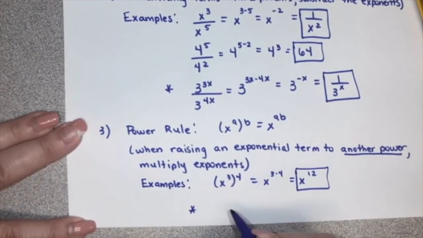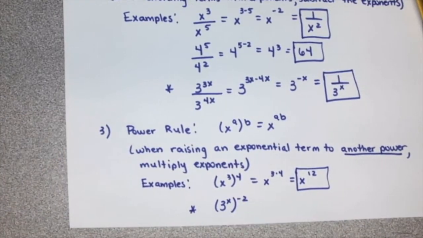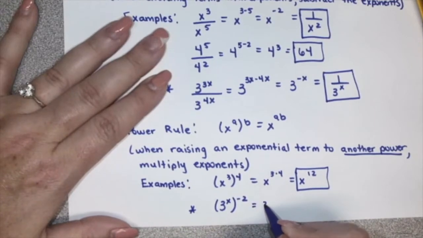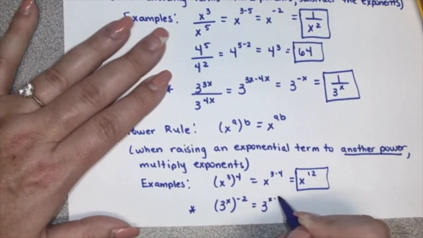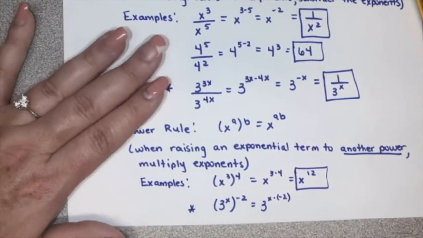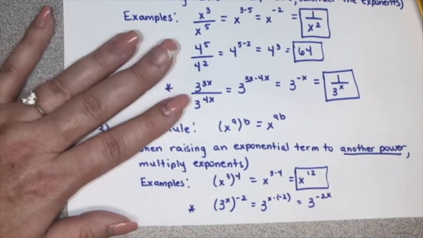But also make sure you can handle weirder things, like what if it's 3 to the x power, but then raised to the negative 2 power? So notice it's still an exponent being raised to another exponent. So what do I want you to do with those exponents? Yeah, so I want you to say 3 and then to the x times negative 2. So that's a multiplication dot. But yeah, you're exactly right. It'd be 3 to the negative 2x.